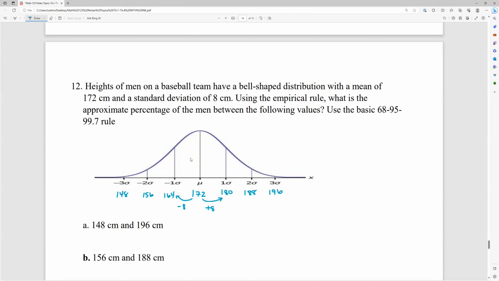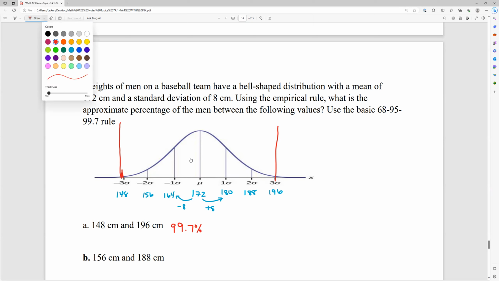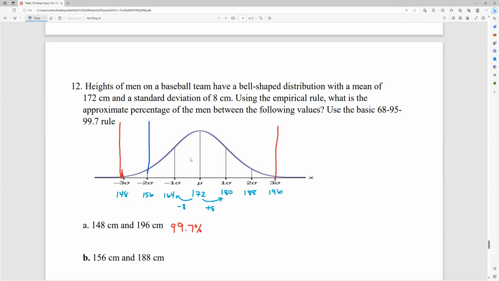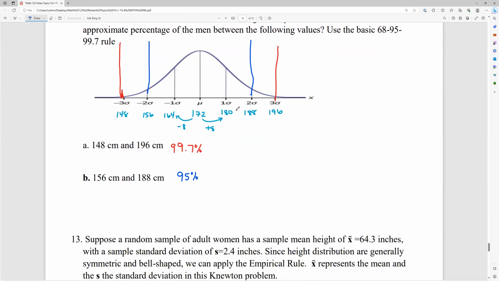So now we want to know the percentage between the following values. So 148 to 196. So that's from here to here. Notice that's 3 standard deviations above and below the mean. That's the 99.7%. So that's directly from the empirical rule. From 156, which is here, to 188, which is here. Notice that's 2 standard deviations below to 2 standard deviations above. That's the 95%. And if I ask 164 to 180, that would be the 68%. So these are directly asking the in-between percentages for the empirical rule.